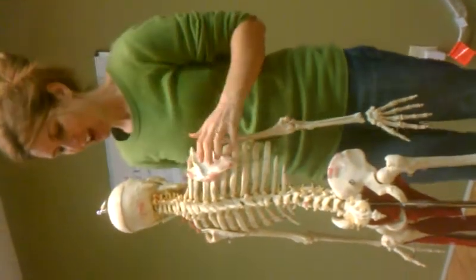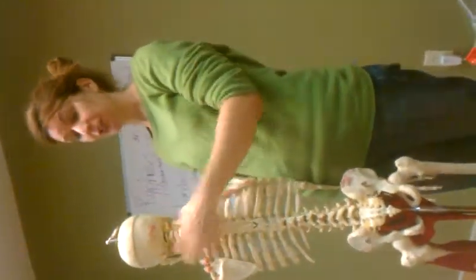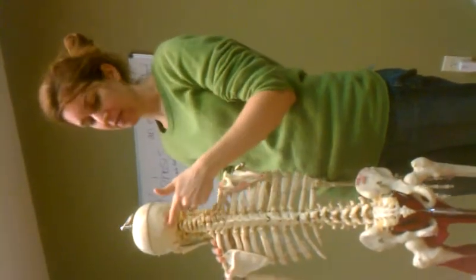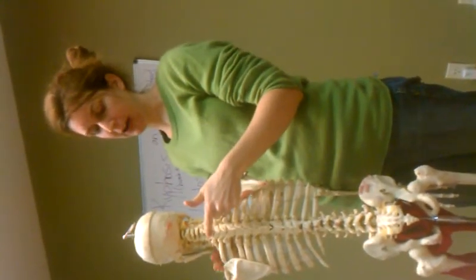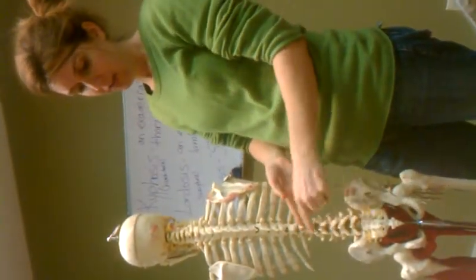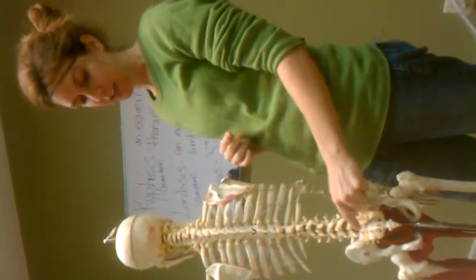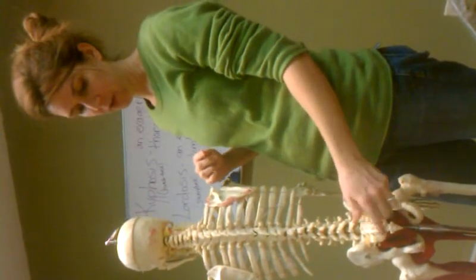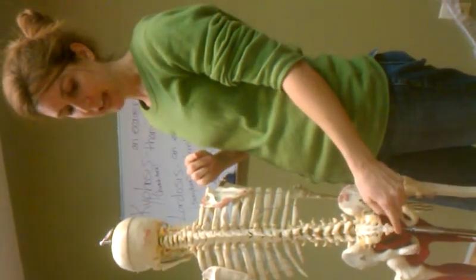Okay, we're on. All right, so your vertebral column: you have 7 cervical vertebrae, 12 thoracic vertebrae, 5 lumbar, and a sacrum, which is made up of 4 or 5 fused vertebrae. Another name for your tailbone is the coccyx.